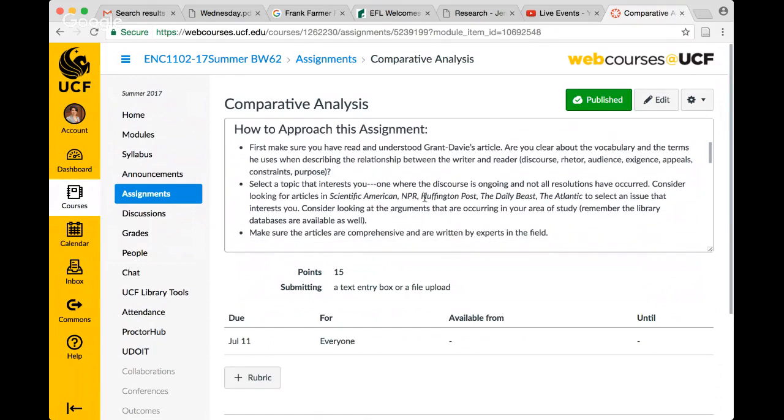Okay, so how to approach this assignment. First, you want to make sure that you've read and understood Grant Davies' article. Again, are you clear about the vocabulary and what he's talking about? Select a topic that interests you. So think about something that's ongoing, something that's current, right?